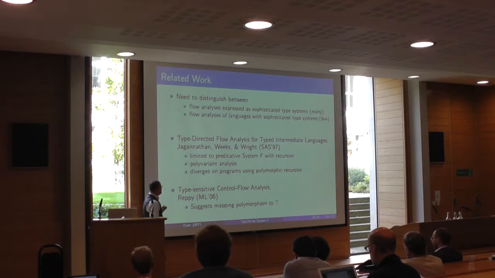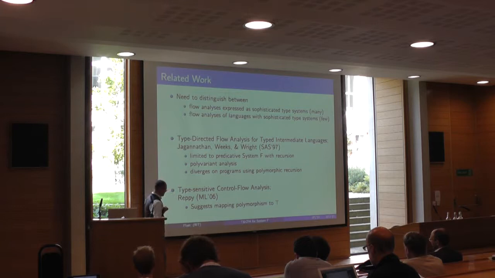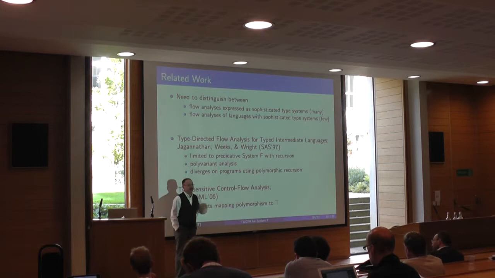John Reppy a few years ago gave another kind of variation on this idea of trying to use types to filter the control flow analysis. He was working in ML, and the main body of his paper focused on a simply typed language. He added a comment that said, ML has polymorphism, well, we'll just treat any polymorphic type as top. So you lose all precision there. So it's an unsatisfying thing. Okay, so that's some future work.